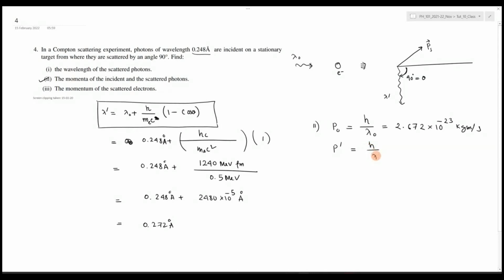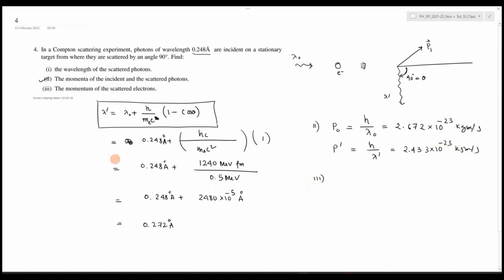h by lambda prime. Is it okay if I find the momentum in keV per c? Yes, it's fine. 432.433 × 10^-23 kg m/s.